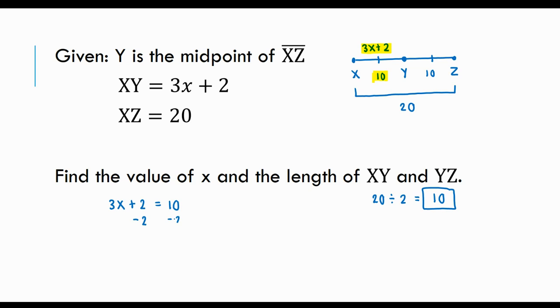So I'm going to subtract 2 from both sides. That gives me 3x now equaling 8. And then I'm going to divide both sides by 3. And 8 divided by 3 is going to be a repeating decimal, and so I'm just going to leave it as a fraction. That fraction does not simplify any further. So x equals 8/3.